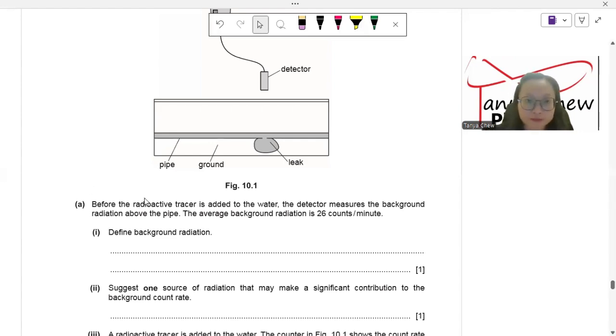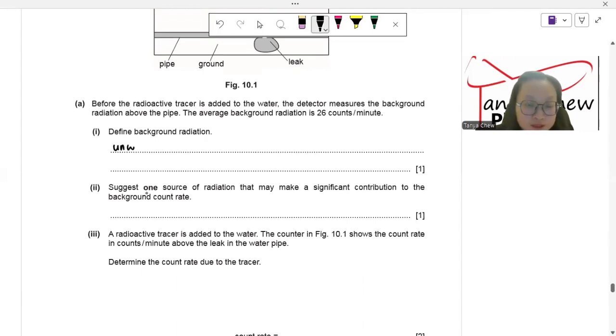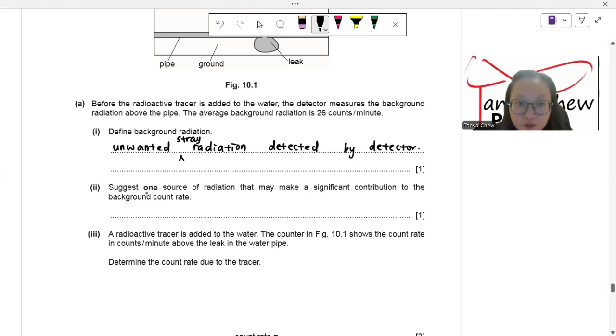So I would define it. It is unwanted radiation, or you can say unwanted stray radiation, because you don't know where it is coming from, or you can say random radiation detected by the detector. So that is background radiation. Now, the second part suggests one source of radiation that may make a significant contribution to the background count rate. Maybe the rocks, maybe the stones, maybe the buildings, soil, etc.